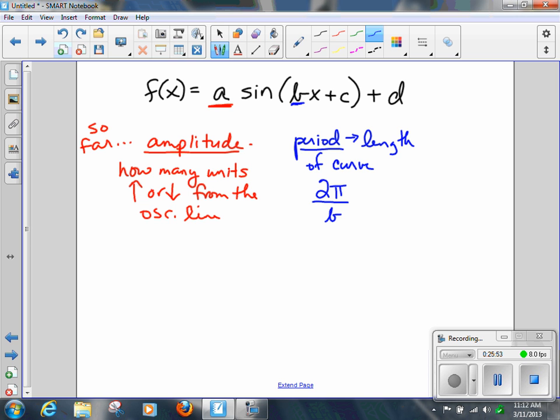But it is a portion of the revolution. What was the next piece that was important to us? D, which created the vertical shift.